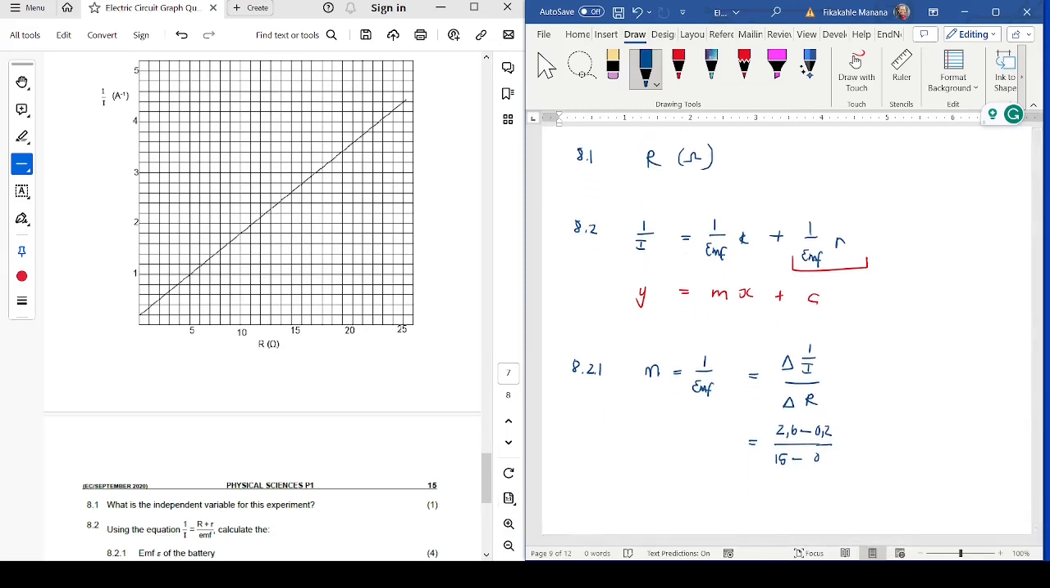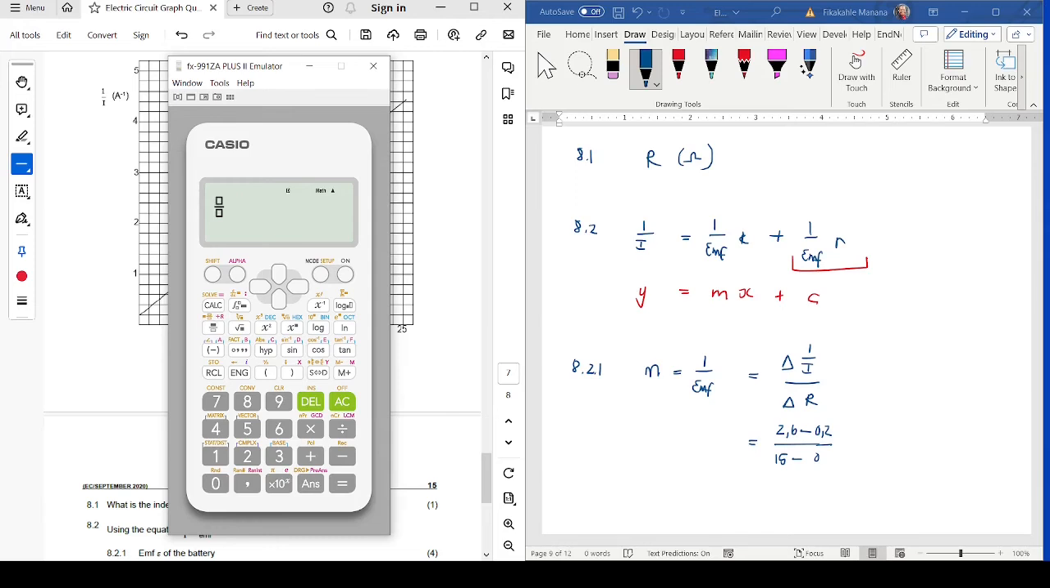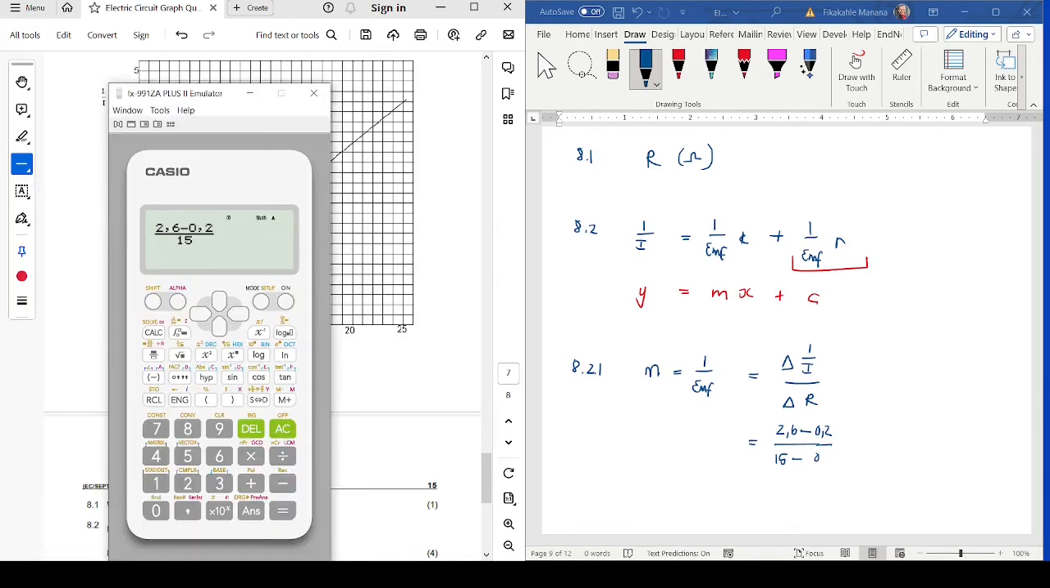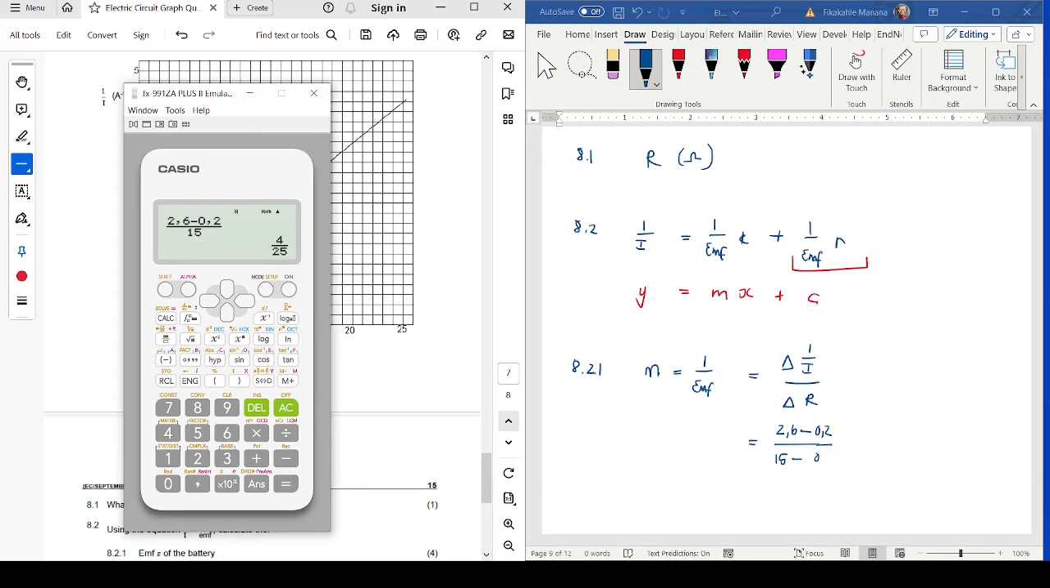Now let's work that out. So 2,6 minus 0,2 over 15. It's 15, not 1,5. Okay, 1, 5, and we get 0,16.